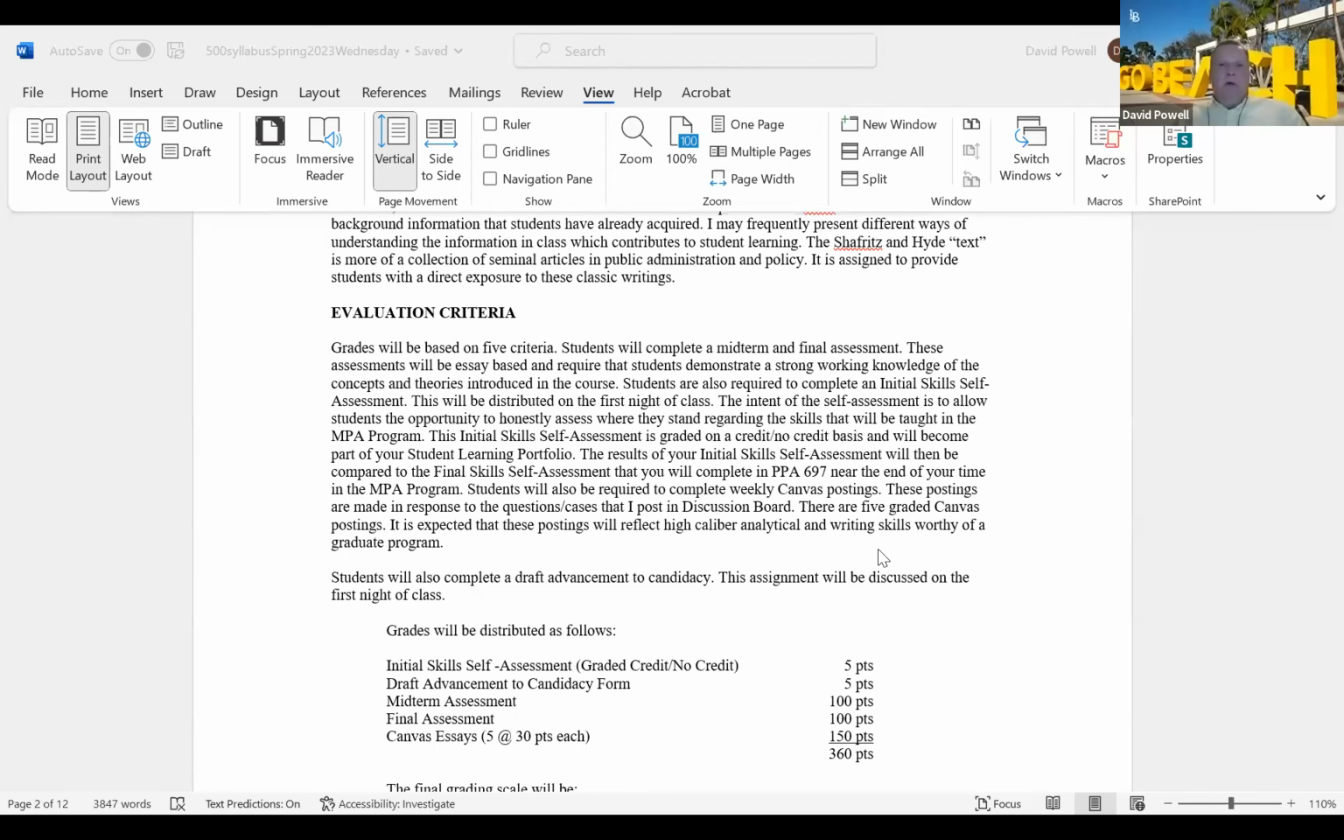So that's your initial skills self-assessment. Then another thing that you'll be doing is your discussion board postings. And this is my first semester moving to Canvas.